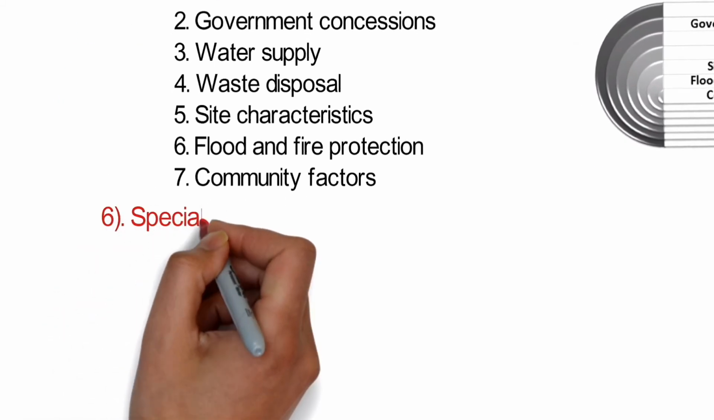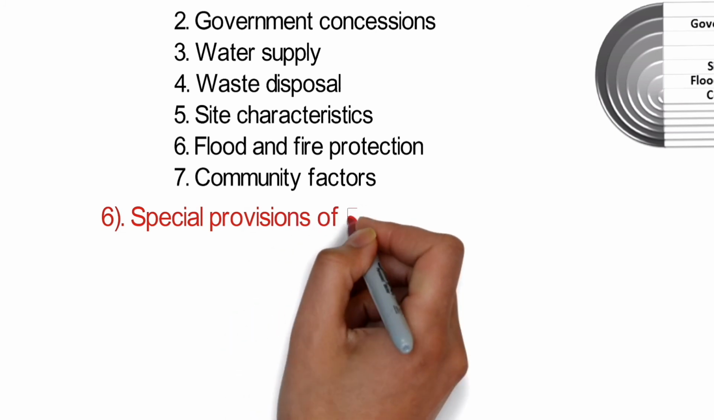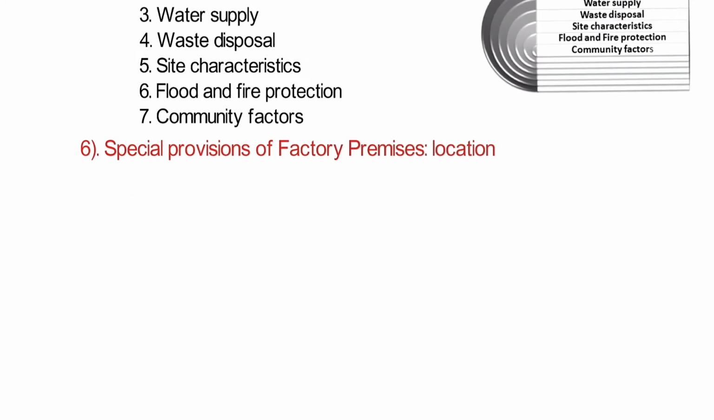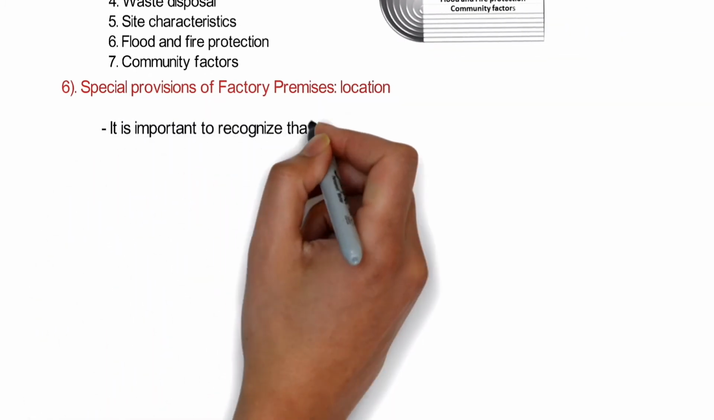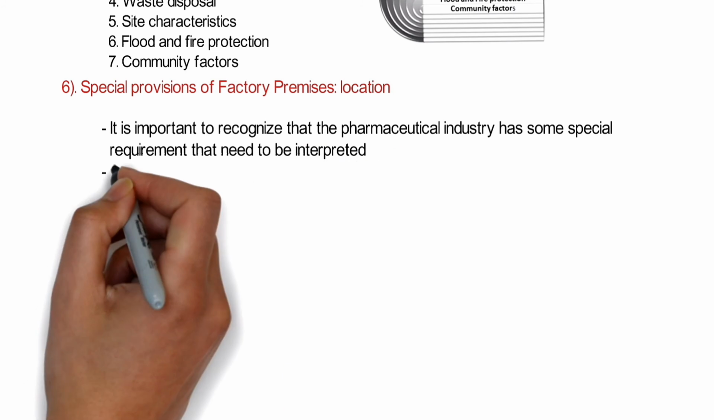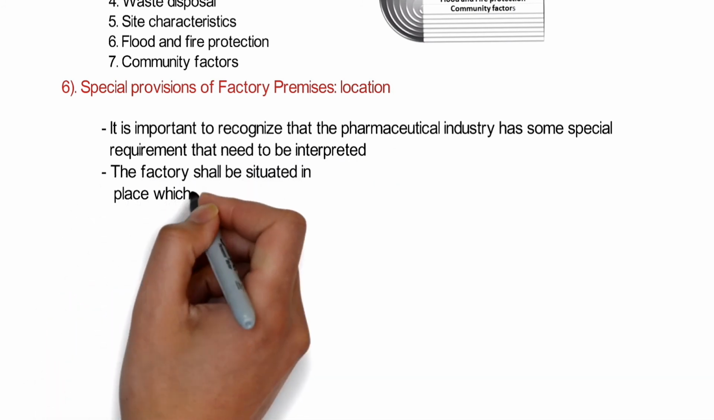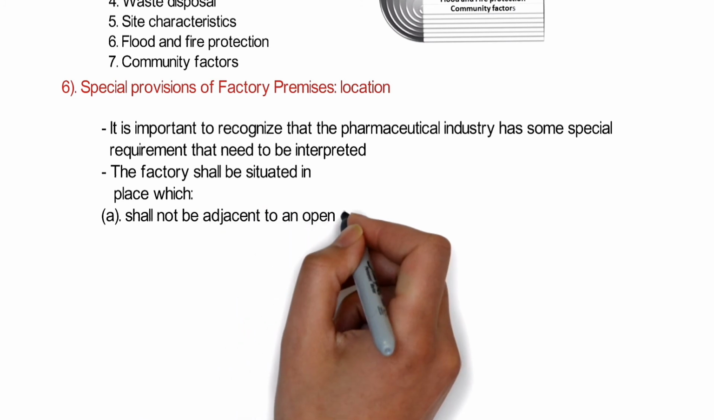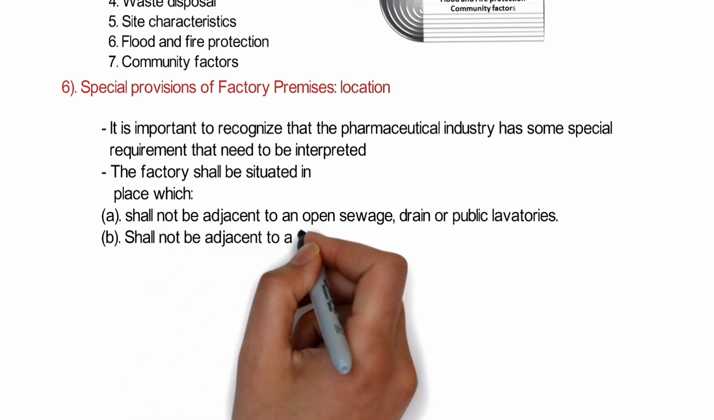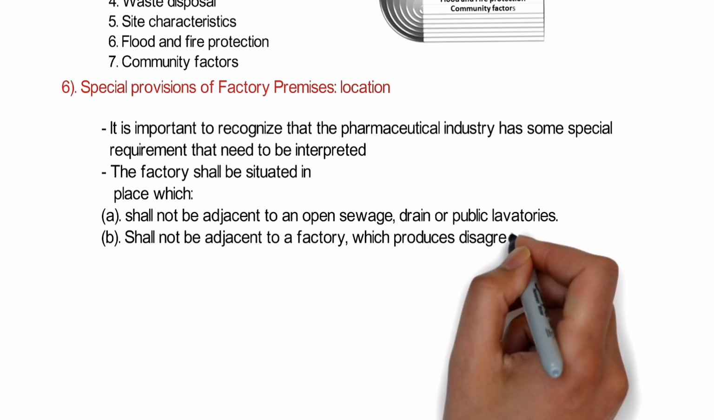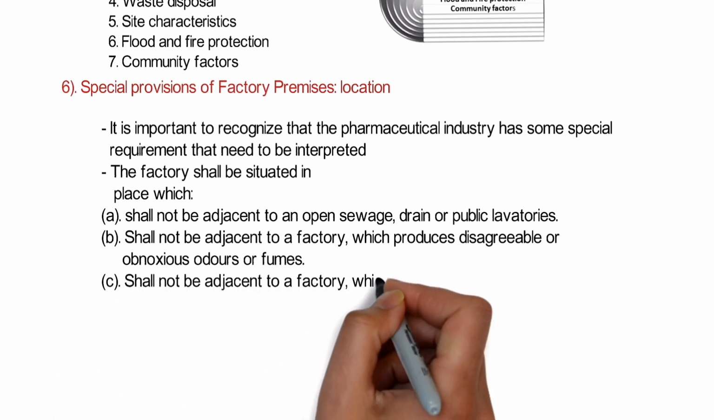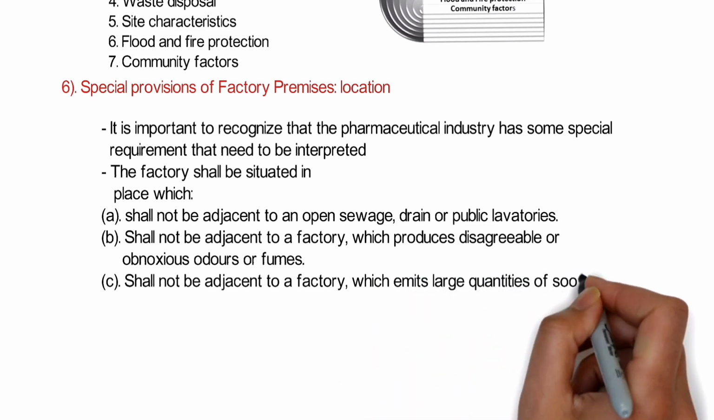We will discuss the sixth one, special provisions for factory premises in that location. It is important to recognize that the pharmaceutical industry has some special requirements that need to be interpreted. The factory shall be situated in a place which: A, shall not be adjacent to open sewage, drain or public lavatories; B, shall not be adjacent to a factory which produces disagreeable or obnoxious odors or fumes; C, shall not be adjacent to a factory which emits large quantities of soot, dust or smoke.